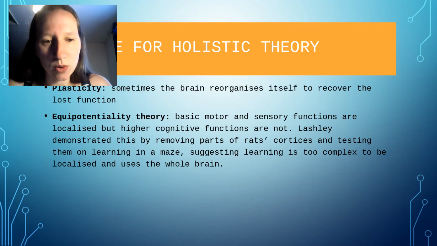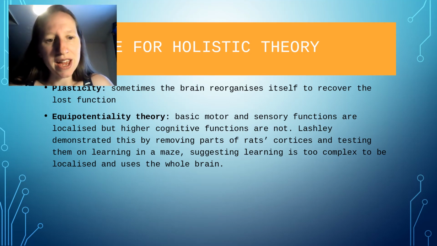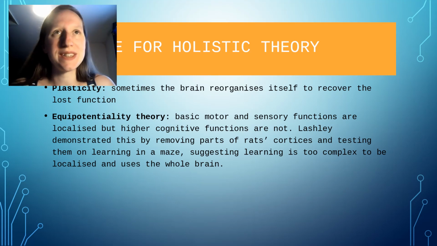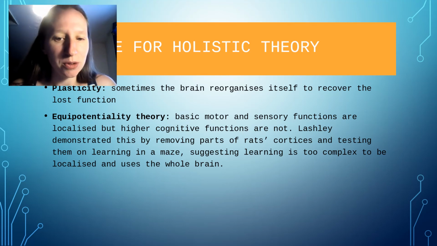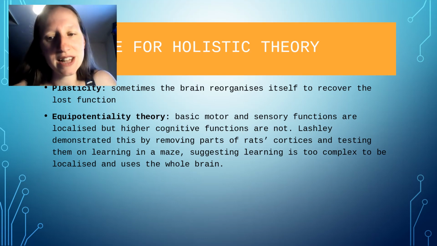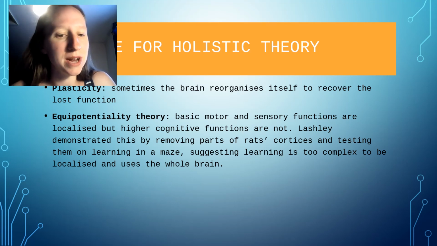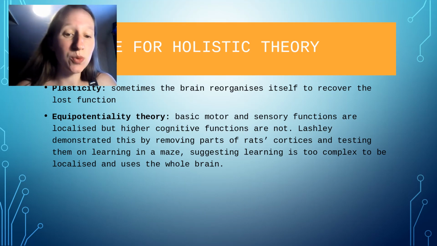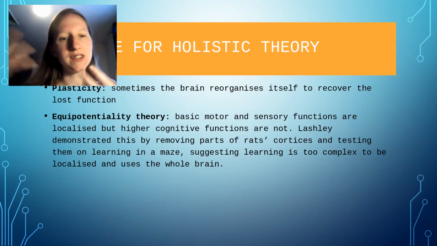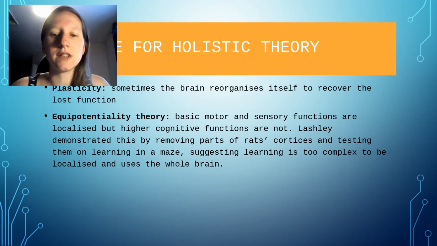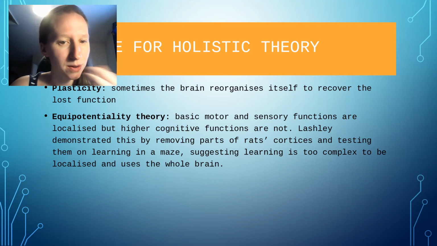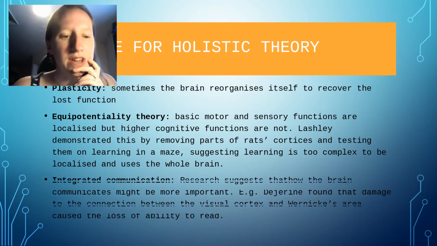And what happened was he found that it didn't affect learning. However much or which bits of the cortex he removed, they were still able to learn how to get out of the maze and to memorize it, which suggests that learning and memory are too complex to be localized, and that actually they use the whole brain. If it's still able to take place when half of your cortex has been removed and it's happening in the other half, then that does suggest that learning is simply not localized in the brain. So that's quite a significant piece of evidence against localization theory.